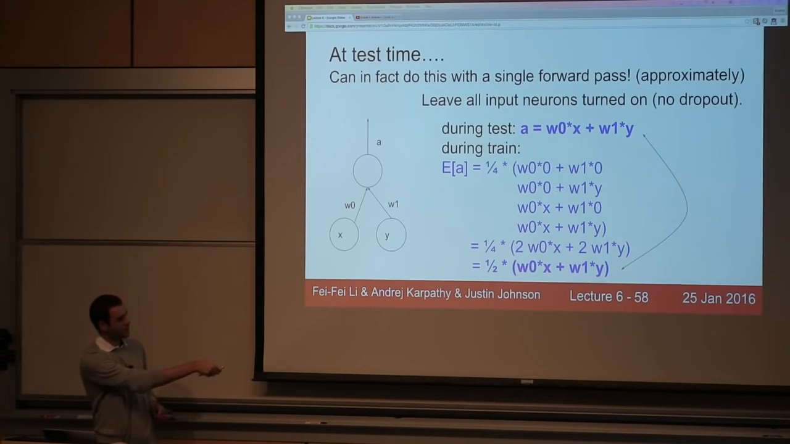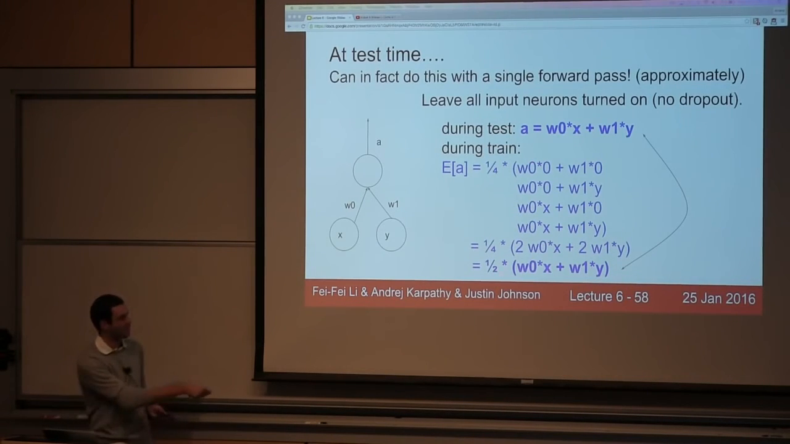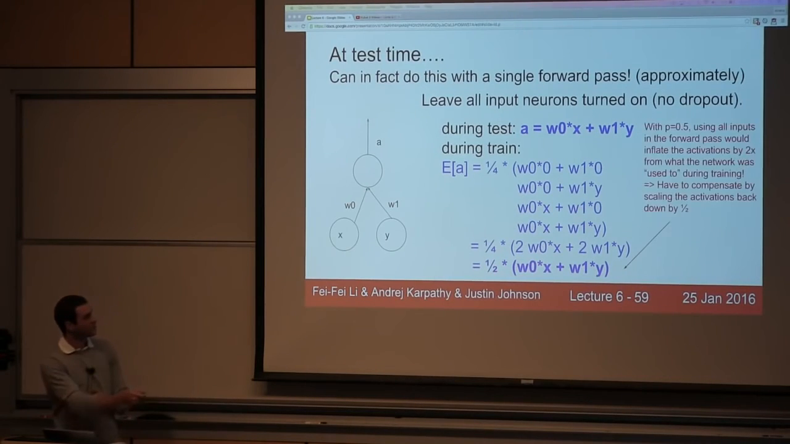And if you actually crunch through this math, you'll see that when you reduce it, you end up with 1/2 of W0 times X plus W1 times Y. So in expectation at training time, the output of this neuron was actually 1/2 of what it is at test time. And so when you want to use all the neurons at test time, you have to compensate for this additional 1/2. And that 1/2, by the way, is coming from the fact that we've dropped units with probability of 1/2. And so that's why this ends up being 1/2.